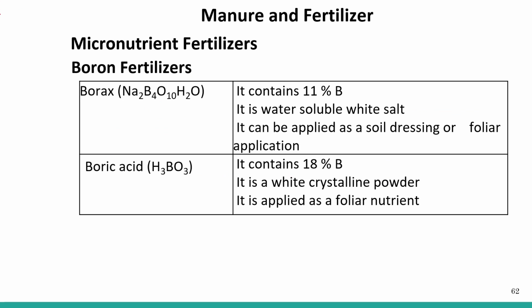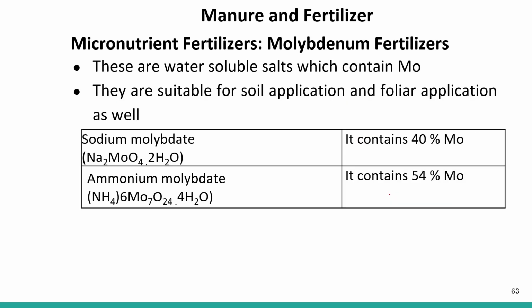Boron fertilizer. So this is another, that is borax, Na2B4O7·10H2O. It contains 11% of boron. It is a water soluble white salt. It is applied as a soil dressing or foliar application. Another form of boron fertilizer is boric acid, H3BO3. It contains 18% of boron. It is a white crystalline powder. It is applied as a foliar treatment as well.